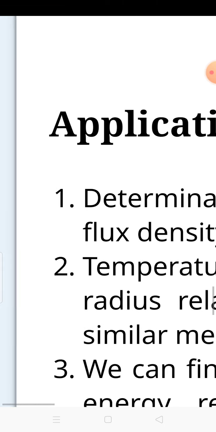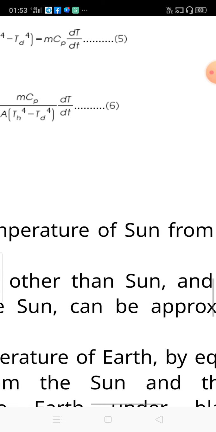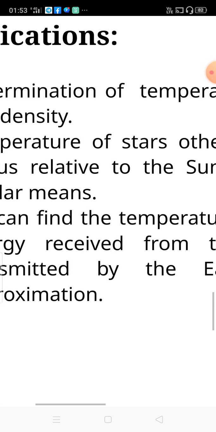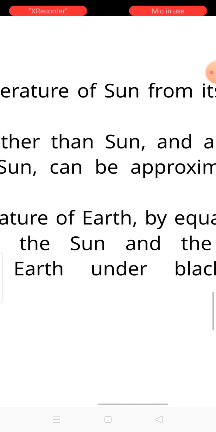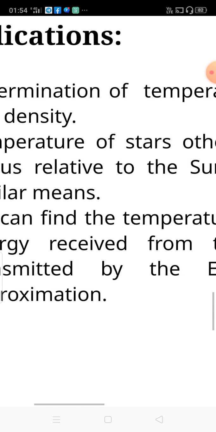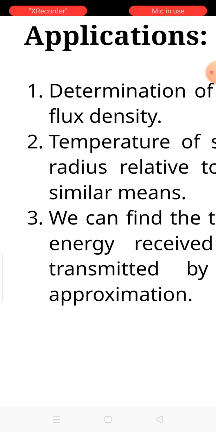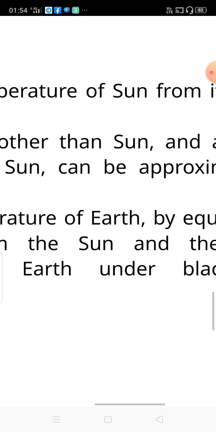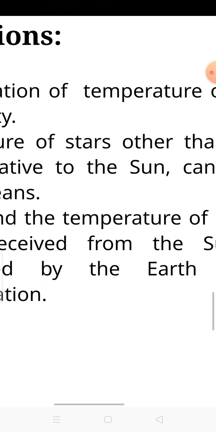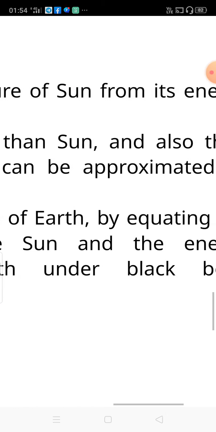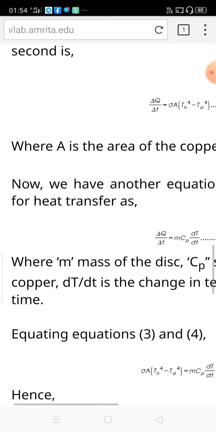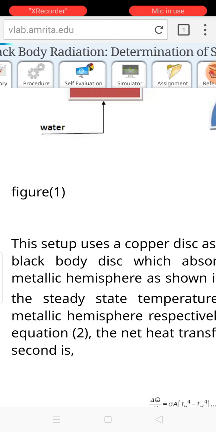Now what are the applications? Determination of the temperature of the sun from its energy flux density. The temperature of stars other than the sun, and also their radius relative to the sun, can be approximated by similar means. Number 3, finally we can find the temperature of the earth by equating the energy received from the sun and the energy transmitted by the earth under black body approximations.